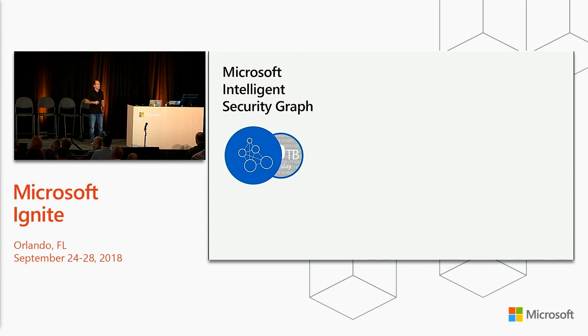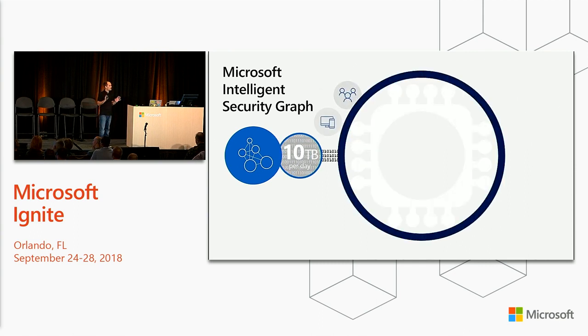But we're not done there. Think about this. As you may have heard earlier this week, we collect trillions of data sources today, and we feed them into an intelligent security graph. Those data sources include Exchange Online Advanced Threat Protection, Windows Advanced Threat Protection, which includes Windows Defender Services. We look at all of our authentication requests. We scrape the web. We work with law enforcement agencies.